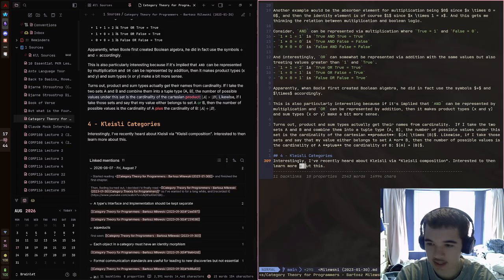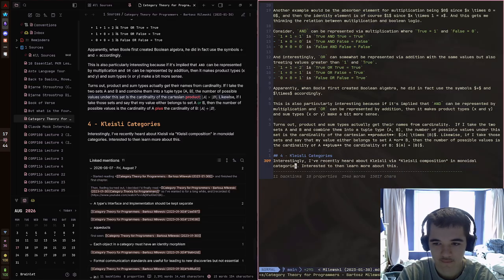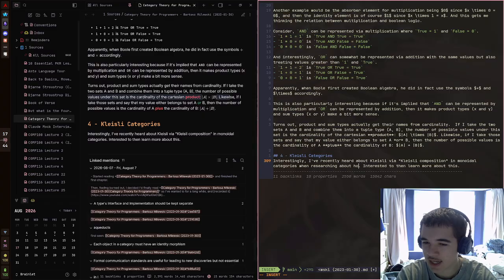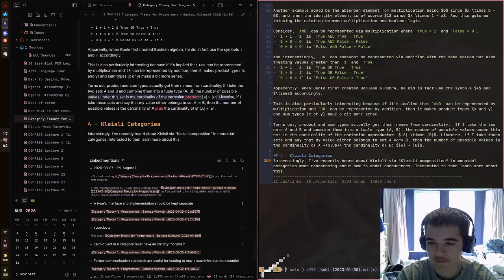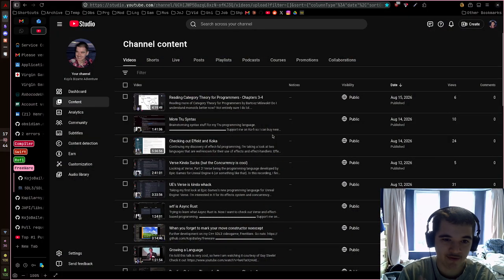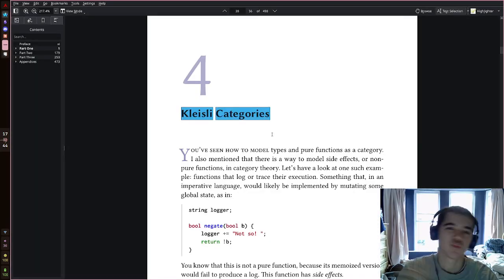Kleisli Composition in monoidal categories, when researching about how to model concurrency. Yeah, that's a bit more detail there. It's kind of important. See, my instinct there was to go to browser, because usually when I'm reading something, it's in my browser, right? But no, in this case it's 1, because in this case it just happens to be here.